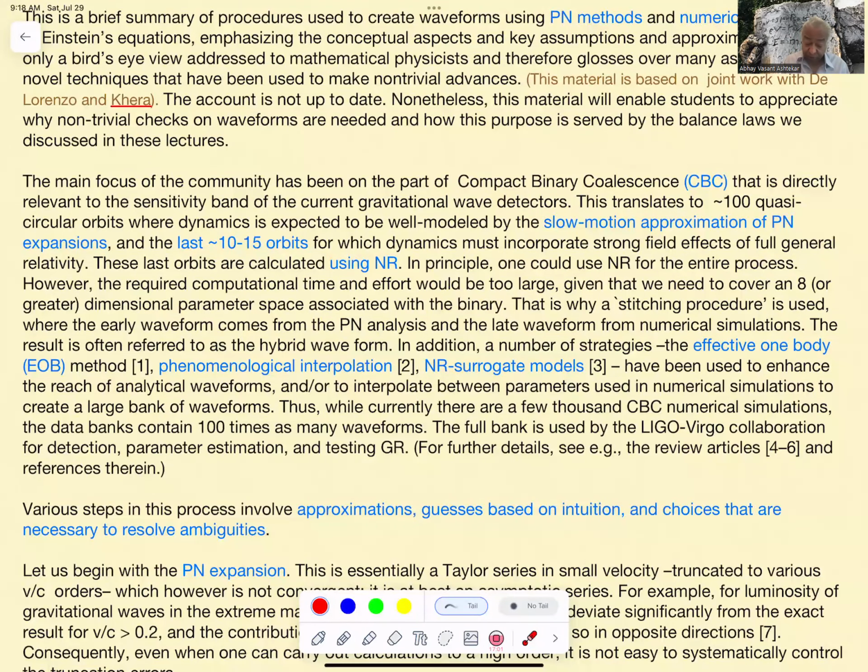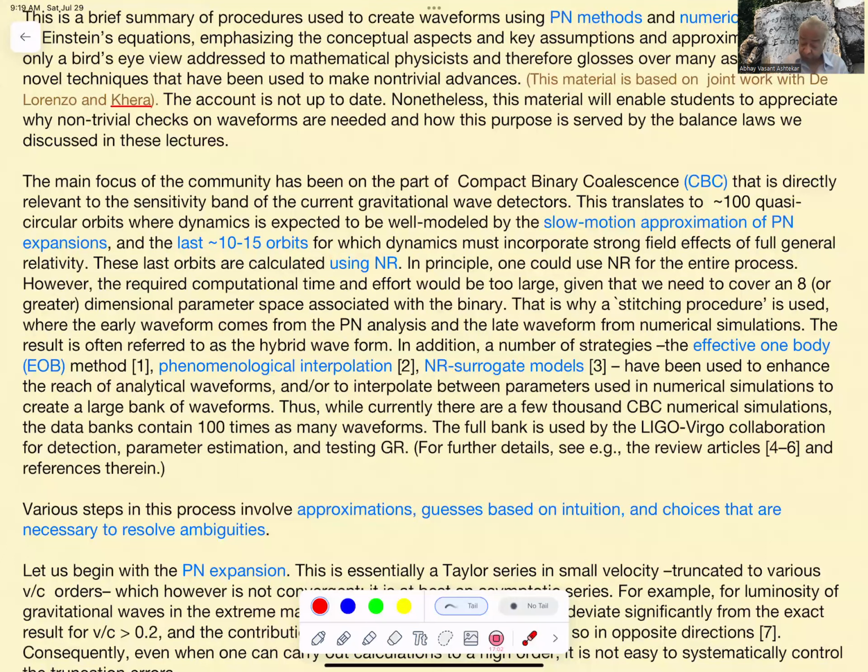The main focus of the community has been on the part of compact binary coalescence that is relevant to the sensitivity band of the current gravitational wave detectors. This translates to about 100 quasi-circular orbits. This is the in-spiral phase, where dynamics is expected to be well modeled by the slow motion approximation of the post-Newtonian expansion. And the last about 10 to 15 orbits, for which the dynamics must incorporate strong field effects of full general relativity, and this is done through numerical simulations.